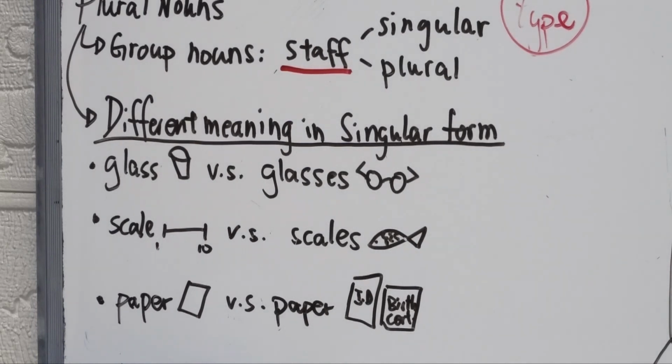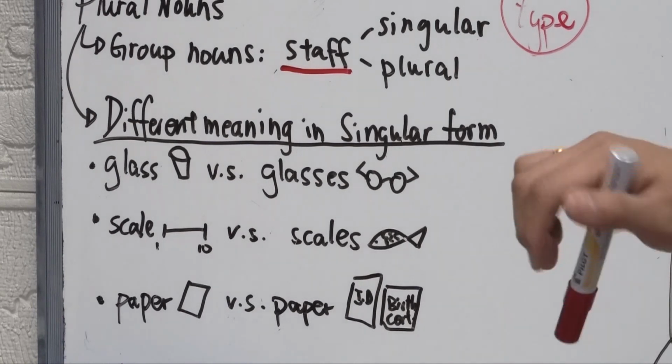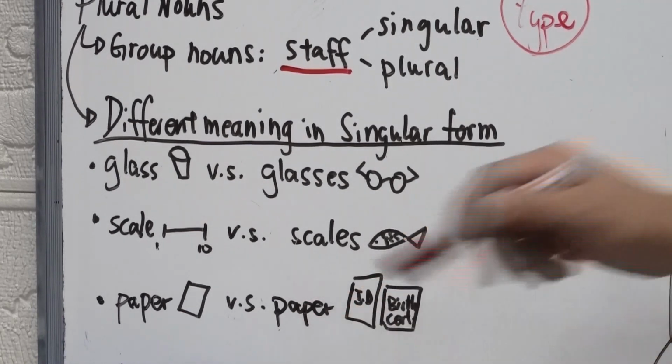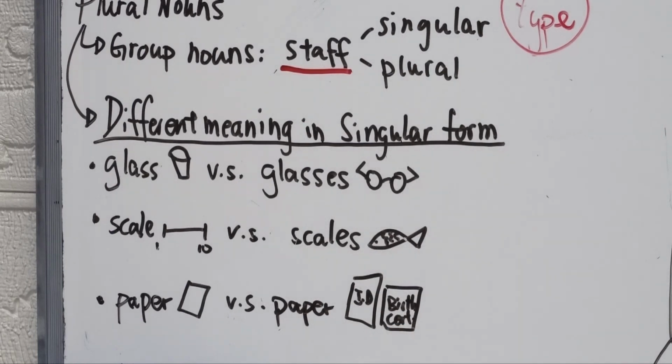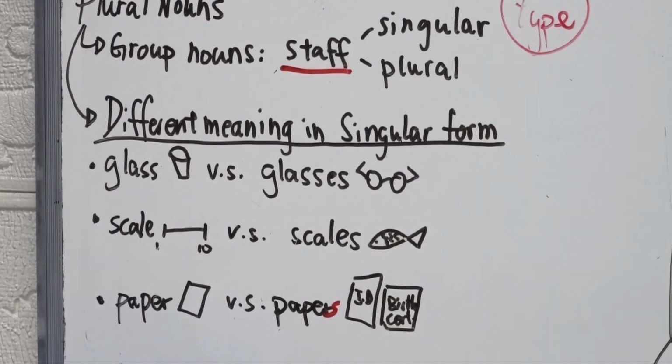Alright, next one. Paper. We talk about paper versus the word papers. So a piece of paper, simple. 2 pieces of paper. But when someone tells you, I will be needing your papers to check whether or not you are eligible. Papers. I think there should be a letter S. Papers mean your bona fides. B-O.